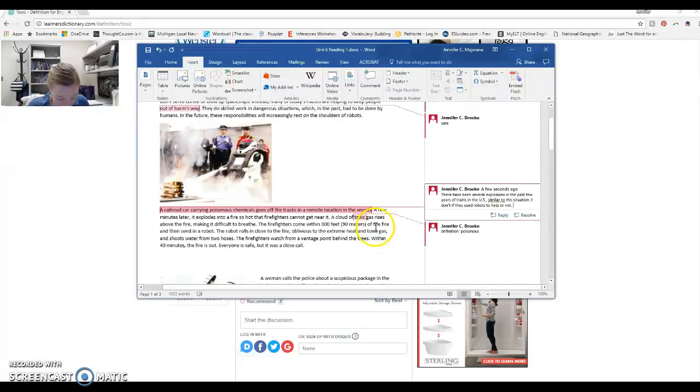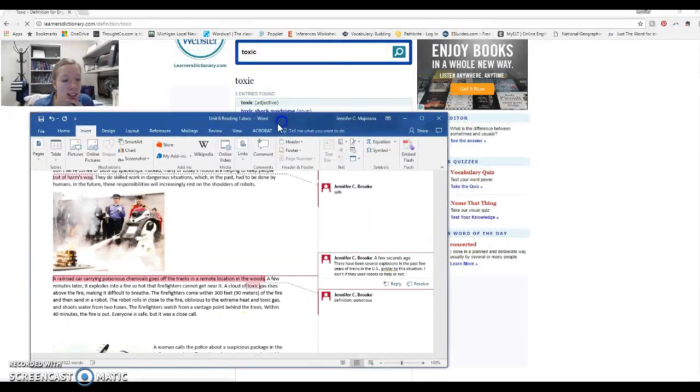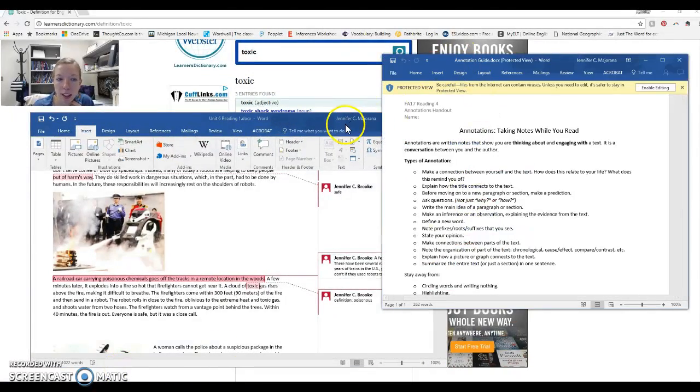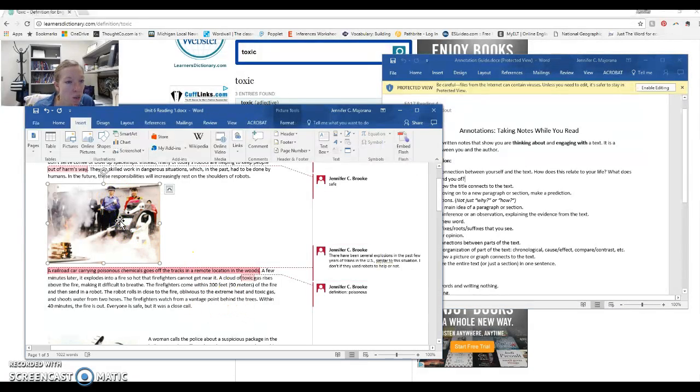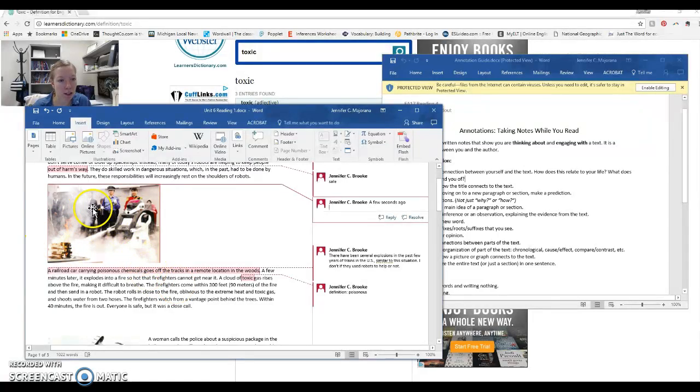Okay, so let's see. What else can I do with this? Let's go back to our annotations handout here. Did the connection between myself and the text, title, prediction, questions. So I have any questions? Well, I do want to make one comment on this photo because in the paragraph it says that the firefighters watch from a vantage point behind the trees. But here in this photo, it doesn't seem like it's exactly the same as what's being described in the paragraph because the firefighters are right there.